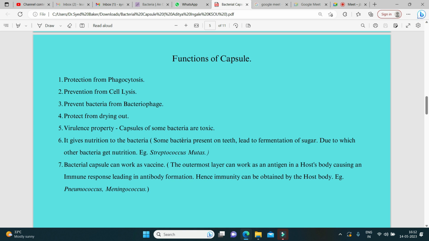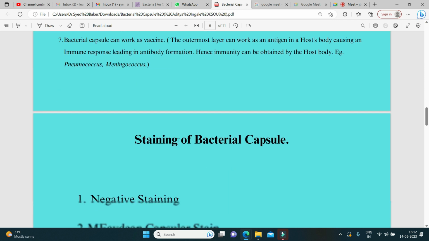The eighth function is that the bacterial capsule can also work as a vaccine. How does it work as a vaccine? The outermost layer works as an antigen, and thus can trigger an immune response in the host's body, forming antibodies, and acquired immunity is obtained. So some bacterial capsules can be used as vaccines, like pneumococcus and meningococcus. These are two examples. So these were some of the eight functions I have listed about the bacterial capsule.